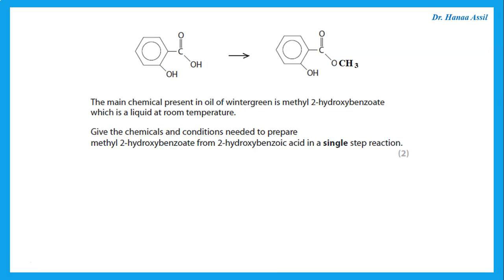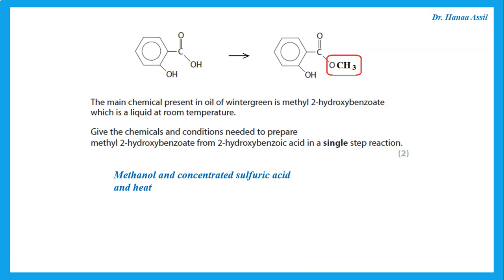So I want to change the 2-hydroxybenzoic acid into that product that has a methyl group. What kind of compound is this? You should realize this is an ester, with a C double bond O, OCH3. So we're trying to change an acid into an ester. I react it with an alcohol.